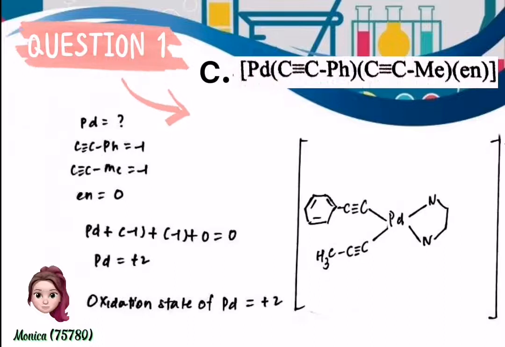For question 1c, again, we have to list down all the ligands with their charges. We have phenylethene, -1, propene, -1, and ethylenediamine, neutral. So the oxidation state of palladium is +2.